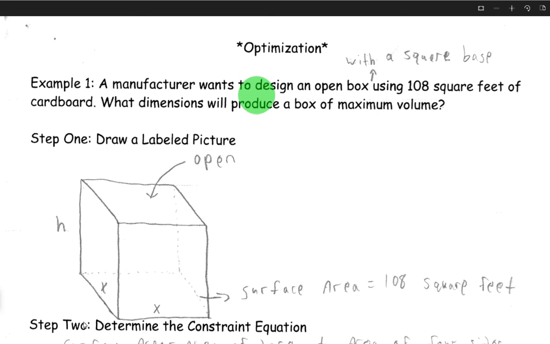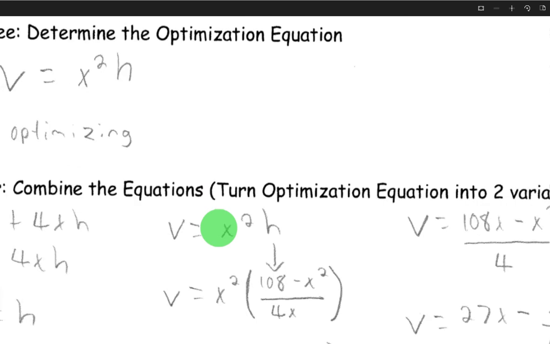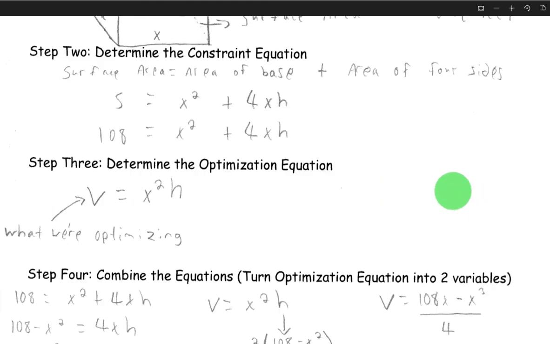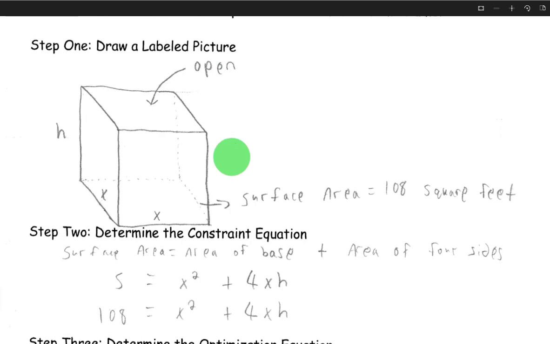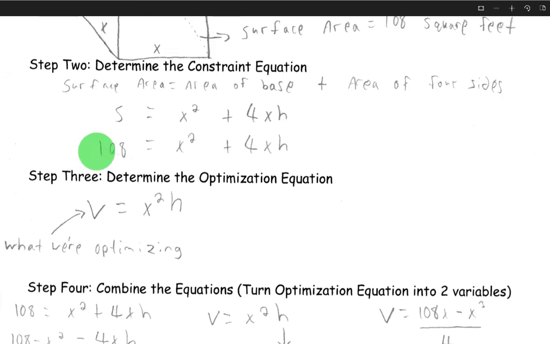So now we want to take our optimization and constraint equations and put them into one equation, or more specifically, combine the equations and turn the optimization equation into two variables. Well, if we go back and look at our steps 2 and 3, for example 1 of producing a box of maximum volume with 100 square feet of cardboard, here is our constraint equation.